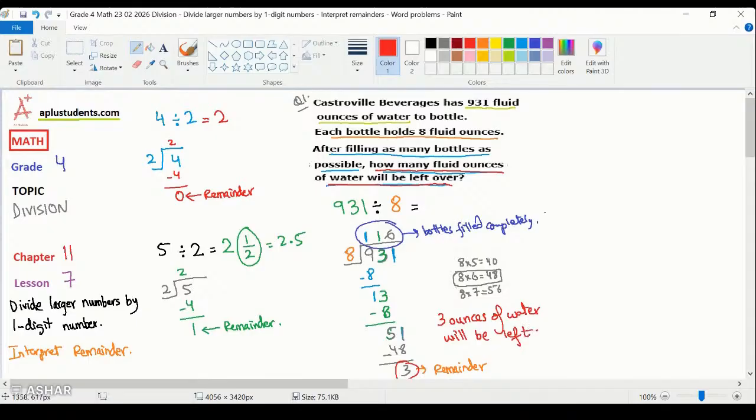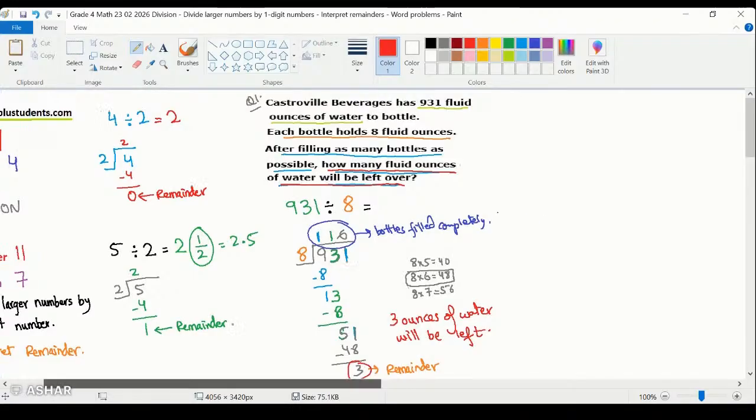Agreed? So what we are doing is we're dividing the larger number by a smaller number. What we get at the top will give us how many bottles were filled, but they are not asking us how many bottles were filled. If we have 931 ounces of water and 8 ounces were to be filled in each bottle, that means we would be left with 3.